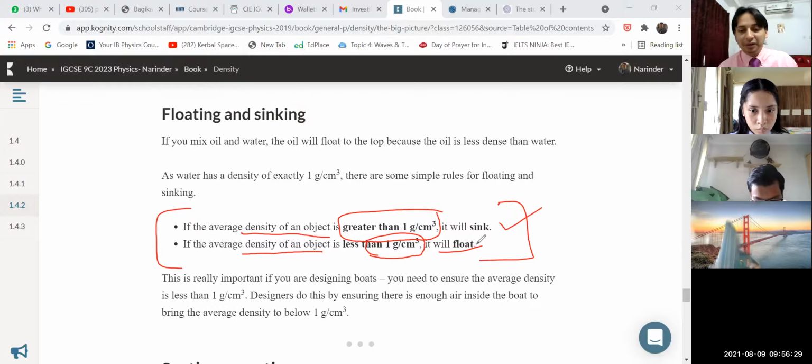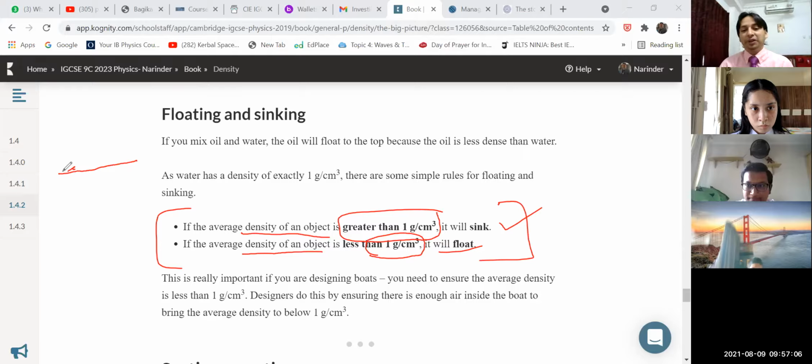But this is not the real situation, children. Sometimes, if I take a needle, a sharp needle, and drop it on the surface of water, it will definitely sink. But if I beat this needle with a hammer, means if I make it flat, and I put it on the surface of water, then it starts floating. The material is the same, its density is the same, but sometimes you need to apply other concepts also.